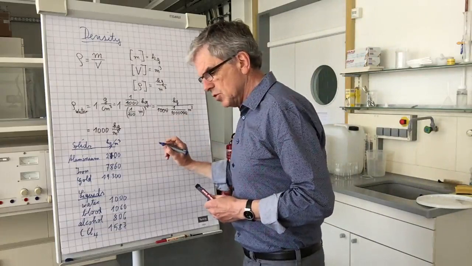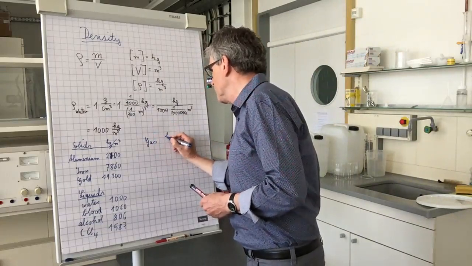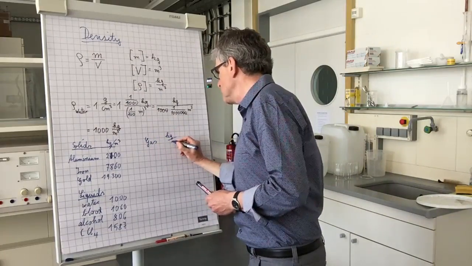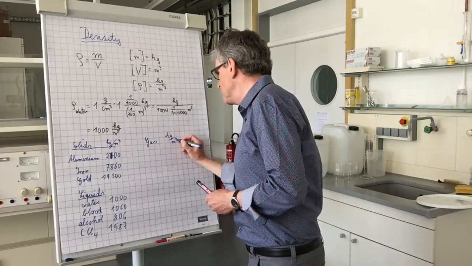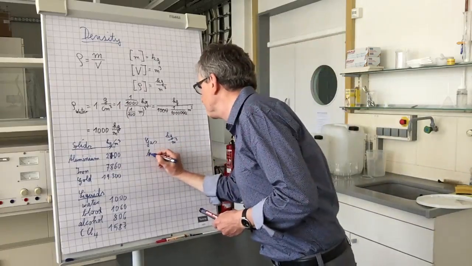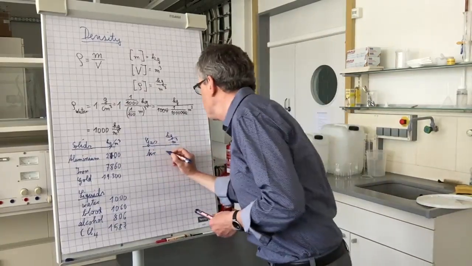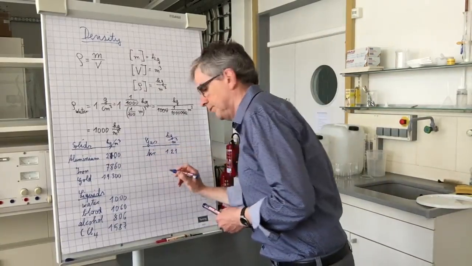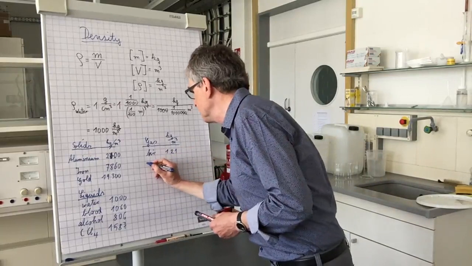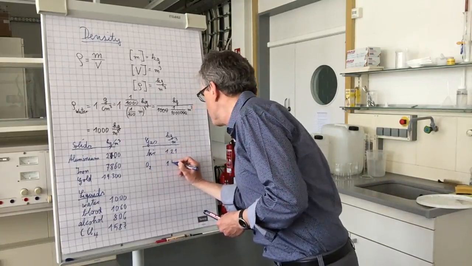What is interesting to compare with are gases. Again, we have expressed this in kilogram per cubic meter, and then a gas like air has a density of 1.21. Oxygen has a density of 1.43.